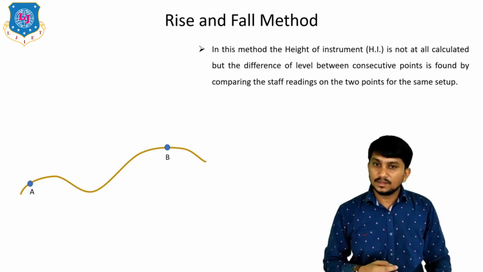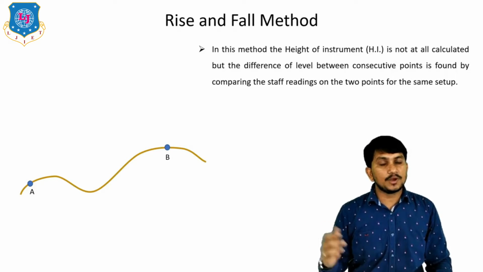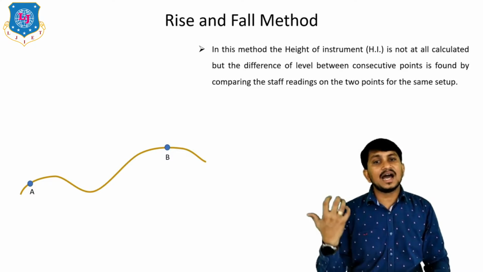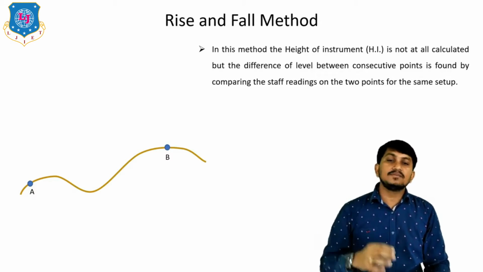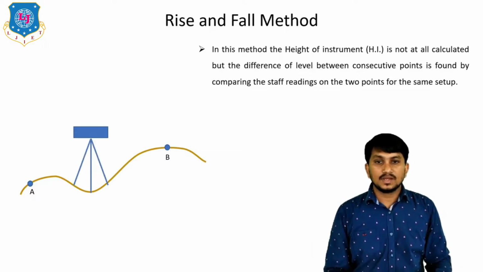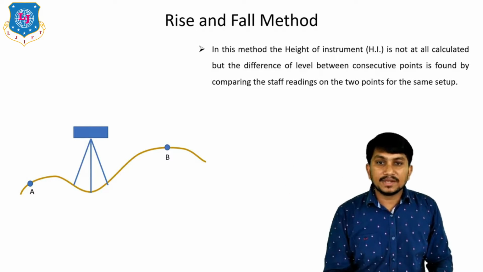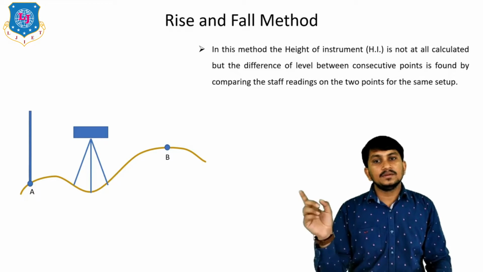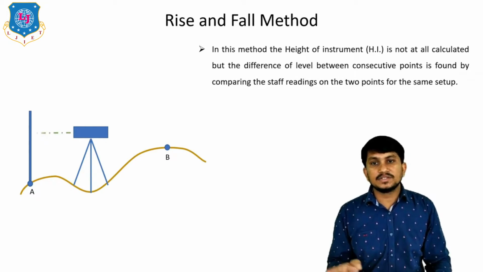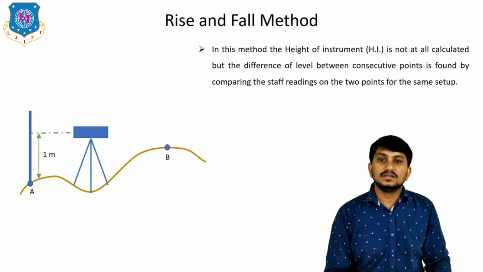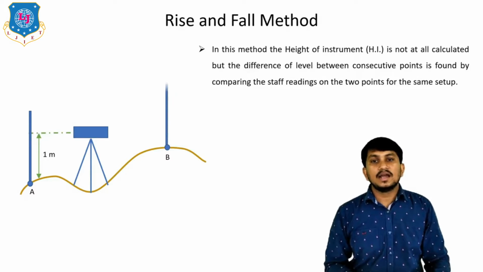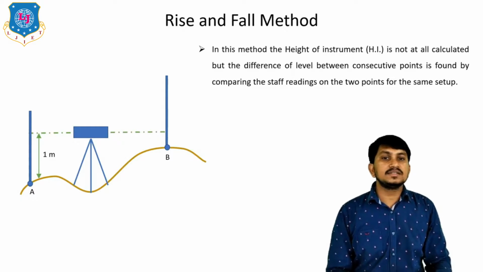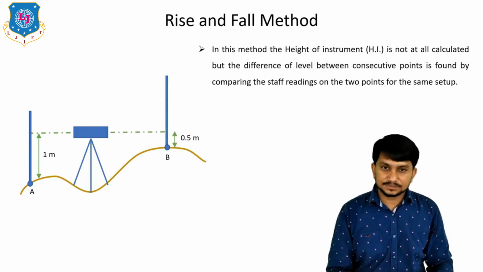We have to calculate the level difference between these 2 points using the rise and fall method, or we have to calculate the RL of A and B using the rise and fall method. For that, one setup is prepared in between these 2 points like this, and readings were taken first at station number A, which is like this. There is 1 meter, suppose. After that, we can take the readings at station number B. Suppose this is 0.5 meter.